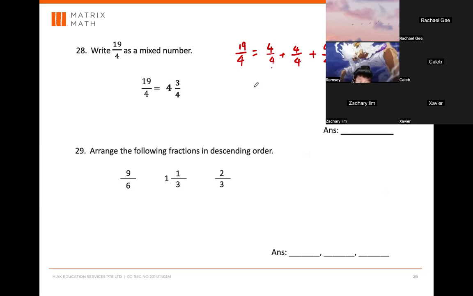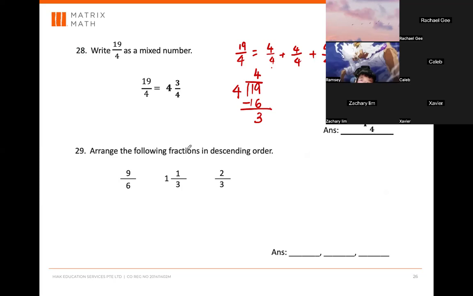The next method will be to divide 19 by 4. The best you can have is 16, 4 times 4. Then you're left with 3. So you have 4 wholes, remainder 3 over 4. So that's how you get 4 whole 3 over 4.